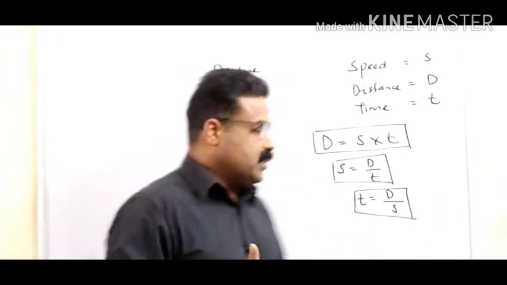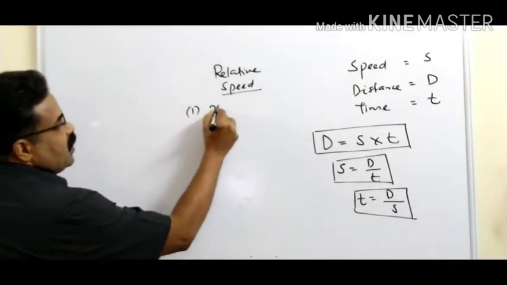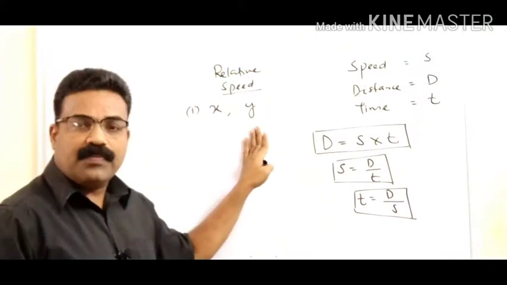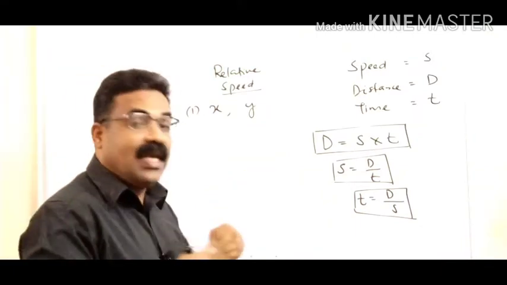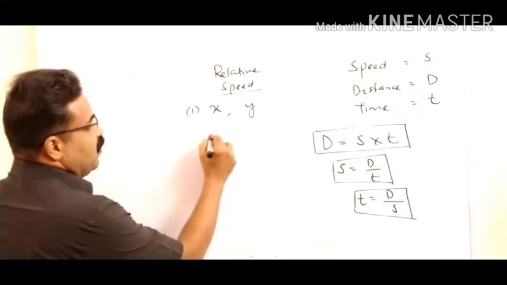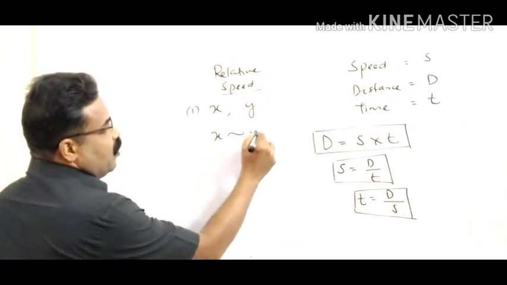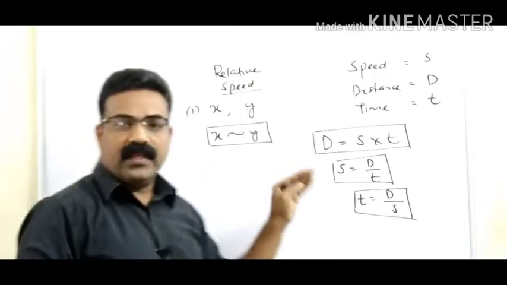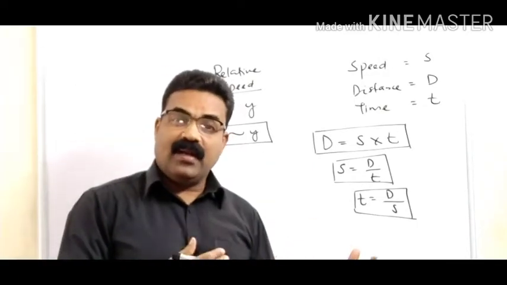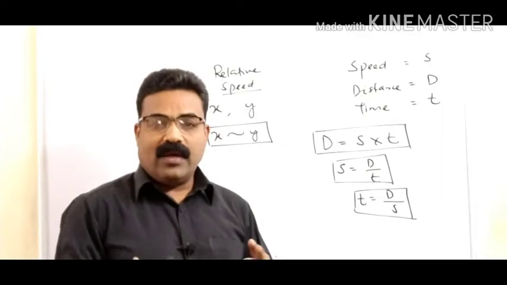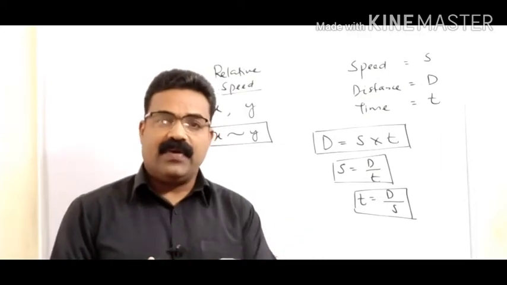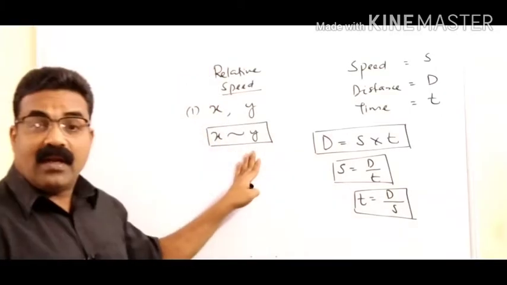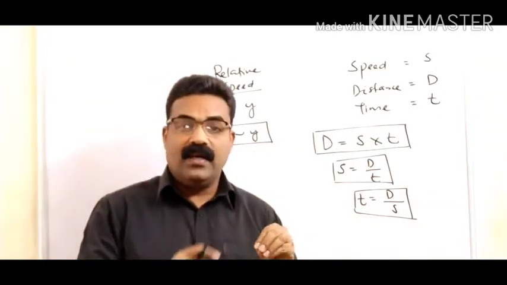In the first case, if x and y are the speeds of two objects moving in the same direction, then the relative speed is taken by x minus y, the difference between x and y. Either x can be greater or y can be greater. We don't know. Accordingly, we will take the difference, either x minus y or y minus x. So the difference between x and y will be the relative speed when they are moving in the same direction.